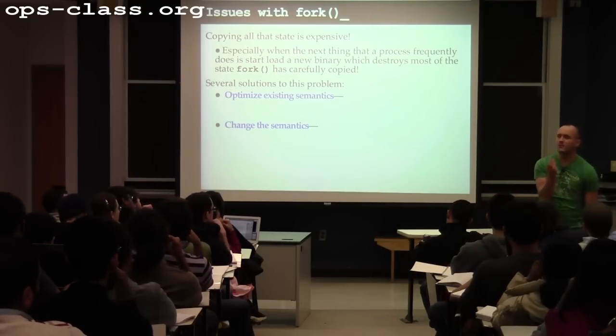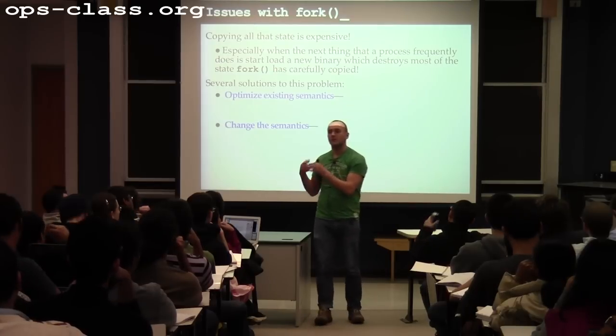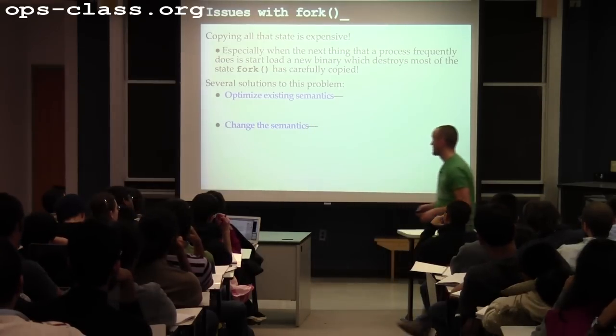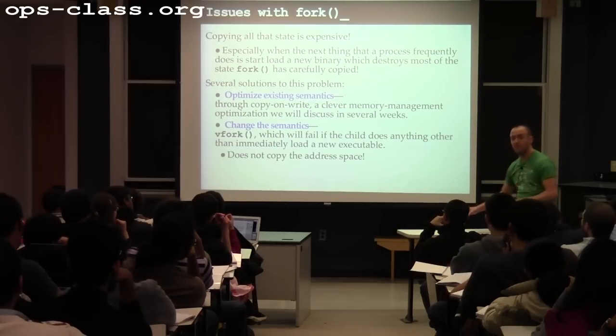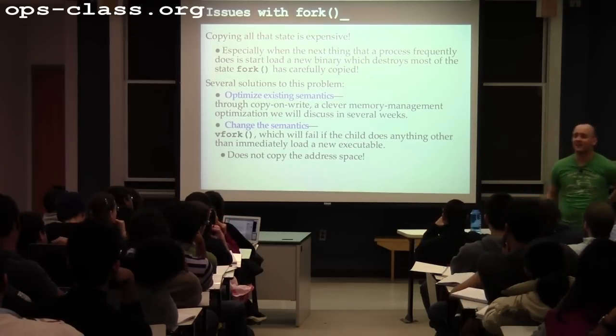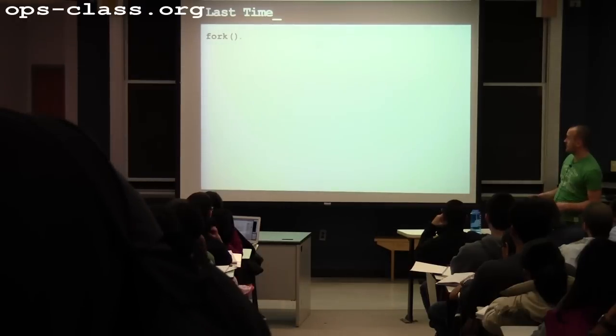But as soon as either one of them writes to any part of its address space, I need to create a copy so that those writes can be made separate, right? And again, we'll come back to this when we talk about virtual memory. Right now, I'm not sure you would even know how this could possibly happen. All right, we looked at using pstree to look at the process tree on the system.